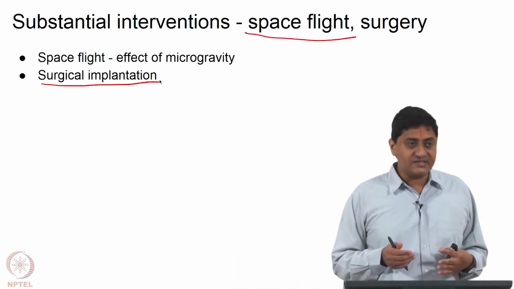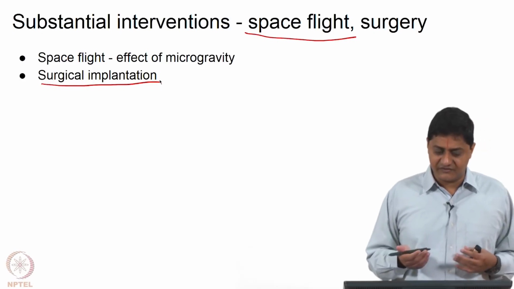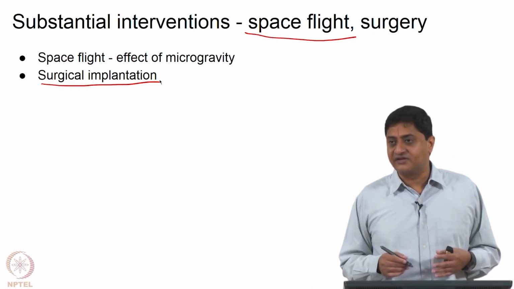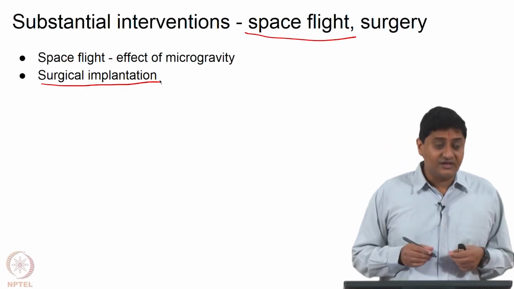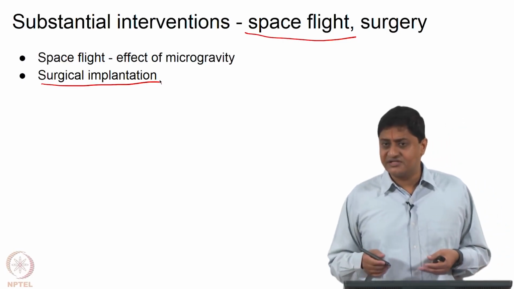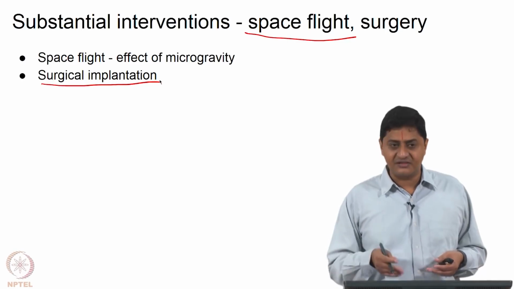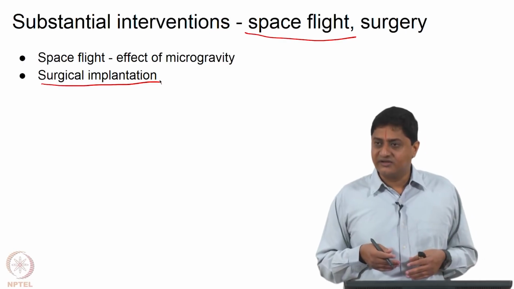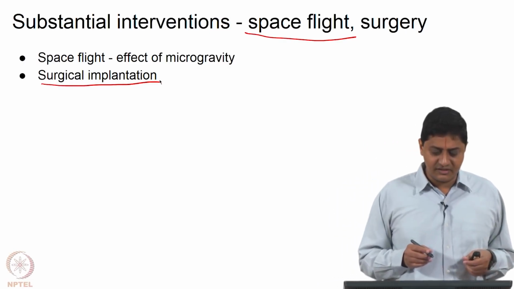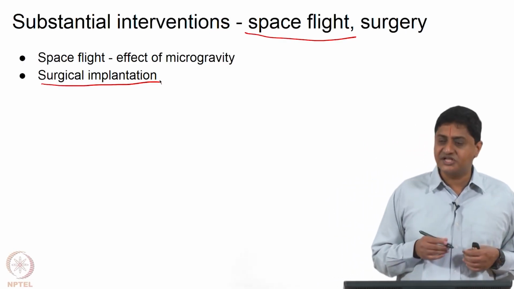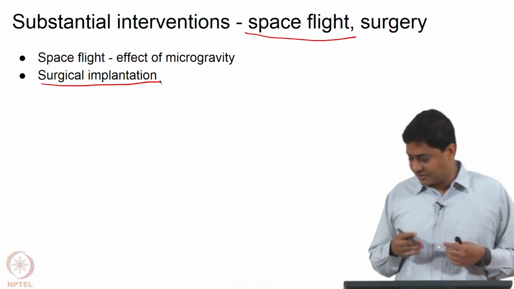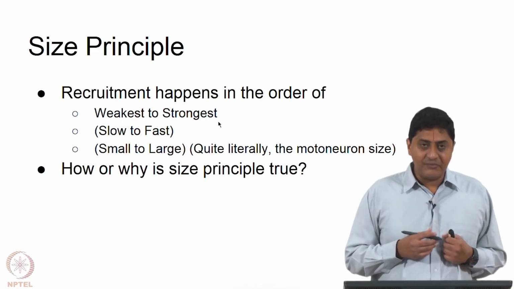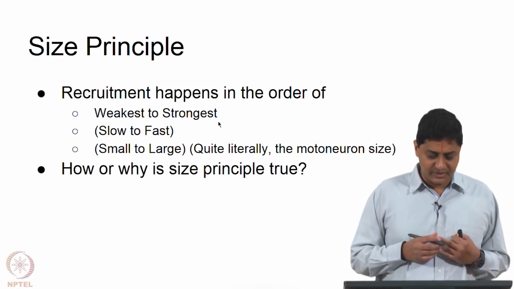So, these two are obviously substantial interventions. Space flight is a relatively rare phenomenon, not everybody goes through that, and surgery, moving the nerve from one muscle to another muscle, is also a relatively rare phenomenon. So, these are substantial interventions that could cause a change in type 1 properties. Okay. How are these units recruited?